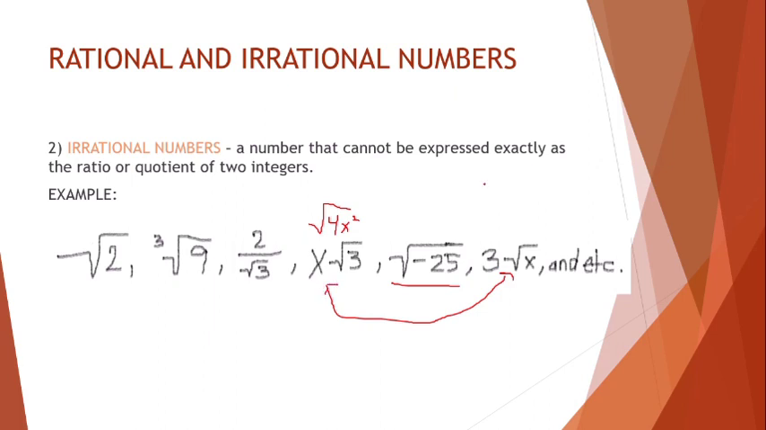Pwede pa yung mga ganito, 2 square root of 3, or pwede yung negative 5 square root of 6. Ganun. Yun pwede pa. Pero yung mga ganito, hindi pwede. Isa kung paano hindi kayo pwede magkatuluyan ng crush mo.